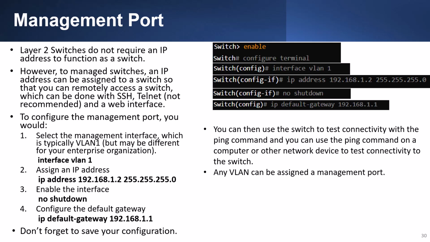Interface VLAN 1. You would then assign an IP address 192.168.1.2, 255.255.255.0. Enable the interface with the no shutdown command, and then configure the default gateway: ip default-gateway 192.168.1.1. Don't forget to save your configuration.